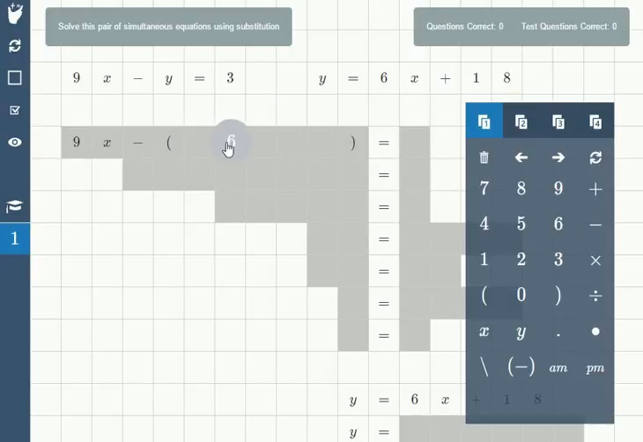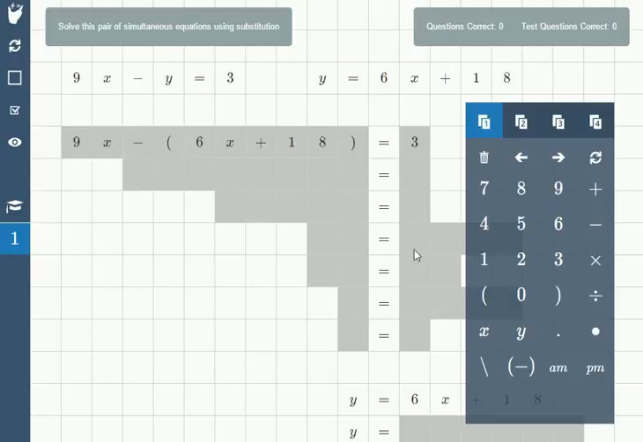So in this case it's 6x plus 18. And then, to look back at the first equation, the value on the right hand side is 3. So if we compare this first equation and what we've put into our answer boxes, the only difference is that we've replaced y with the value of y in brackets.